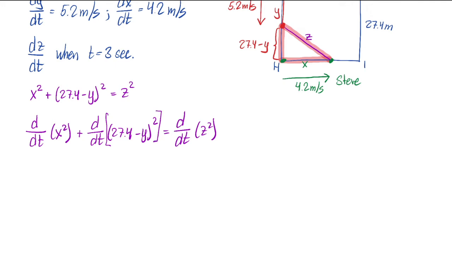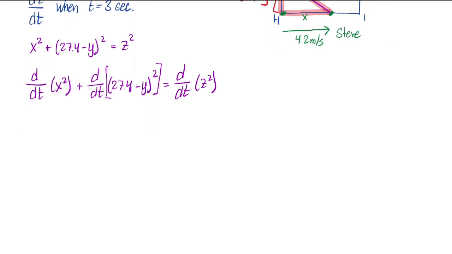So we can now go ahead and differentiate the following expression. We're going to apply the chain rule for each of the terms. So for the derivative of x squared with respect to time, the outside derivative is going to be 2x, and the inside derivative will be dx/dt.